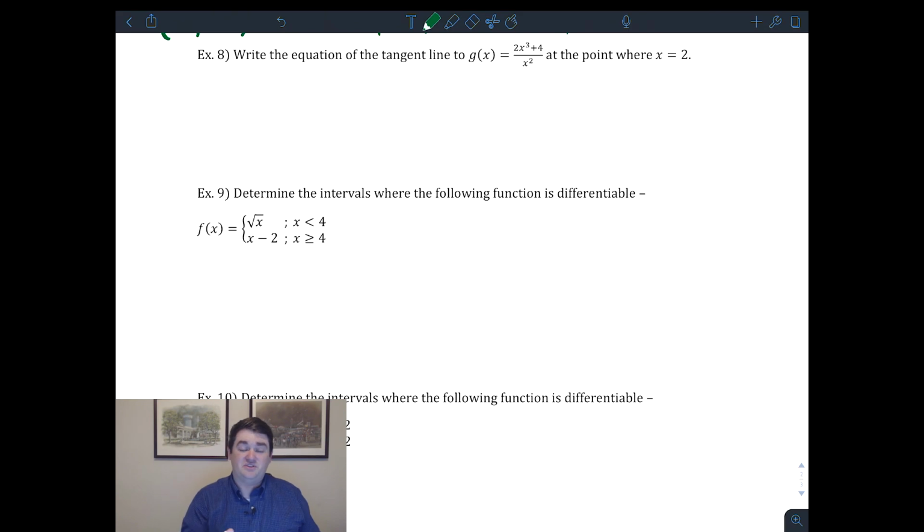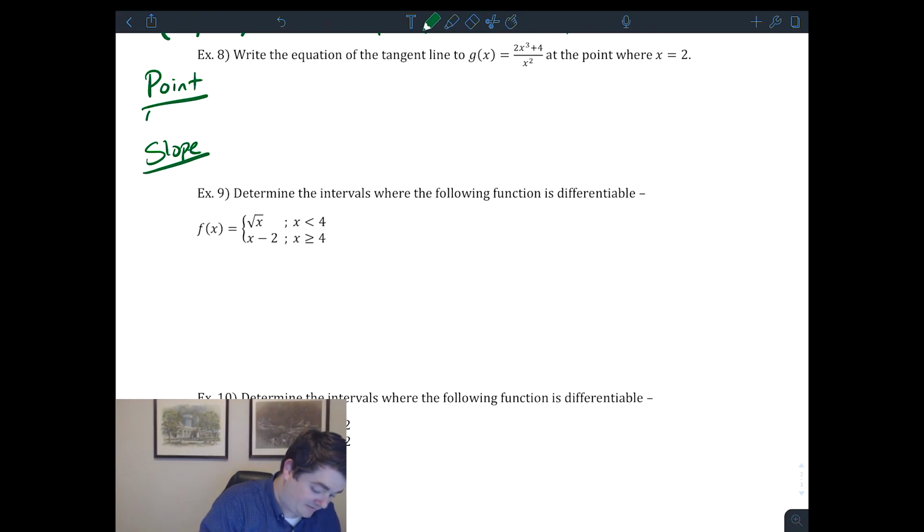So I do see equation of the tangent line, so I know I need to find point and slope. So to find my point, I'm going to take the x value that was given to me, 2, and plug it in. So I'm going to have 2 comma 2 times 8 is 16 plus 4 is 20 divided by 4 is 5. So my point is 2 comma 5.